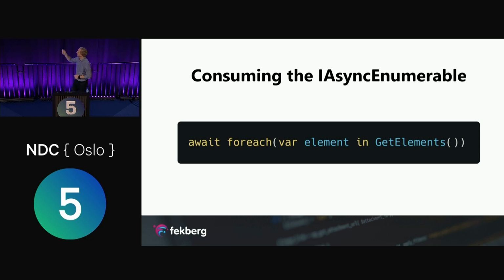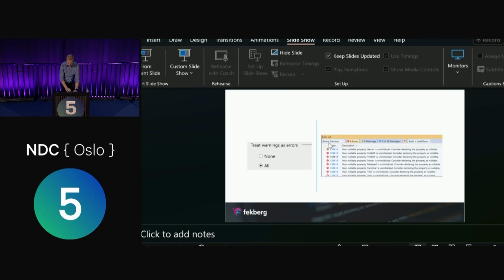Producing this stream of data looks very complex, but consuming it is even simpler. So what I do here is that I say await foreach. So we put this await keyword in front of the foreach loop to indicate that each item will be retrieved from this stream of data asynchronously. So what does this actually look like?